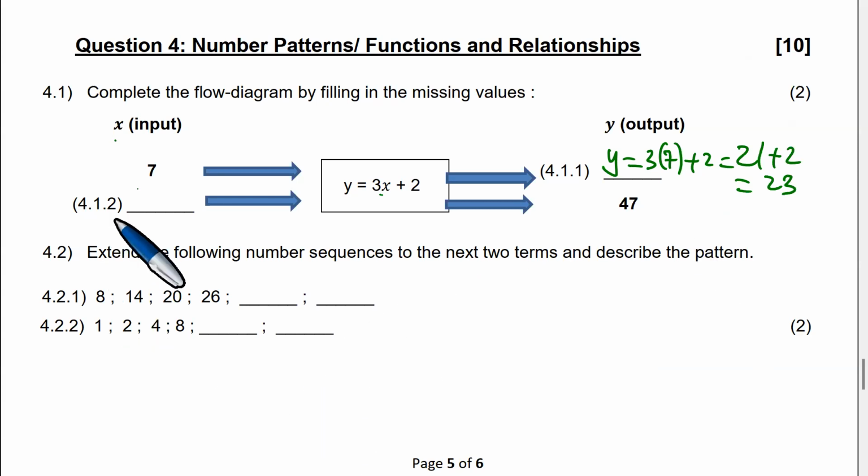Right. So, okay, here the input is what? The output is 47, but what is the input if it goes through this? What must x be that you can put in here? 3 times a certain number plus 2 is 47. What is that number?